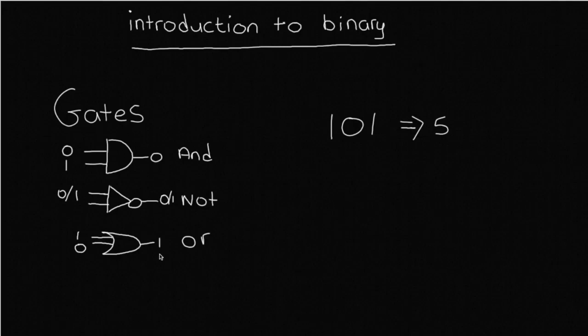I'll go into this in more detail. I'll be going through examples of the different types of gates again. I'll be going through a detailed description of how they work, along with multiple examples. But this is just a quick introduction to binary and how computers work.